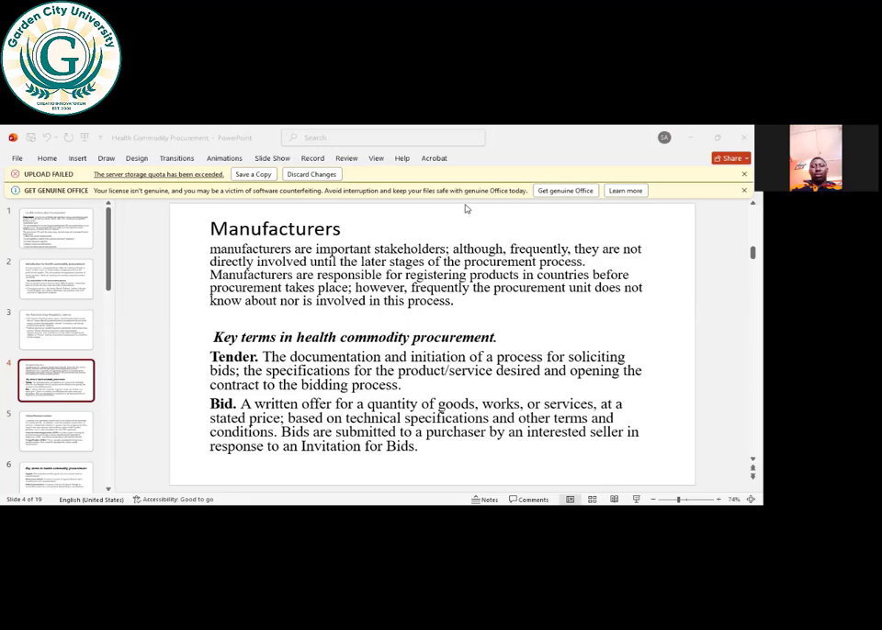So we have the manufacturers. Manufacturers are another important, let me put it, stakeholder group who are part of the procurement process. What the manufacturers do is that they are the ones to register their products. They're supposed to register their products, not so?